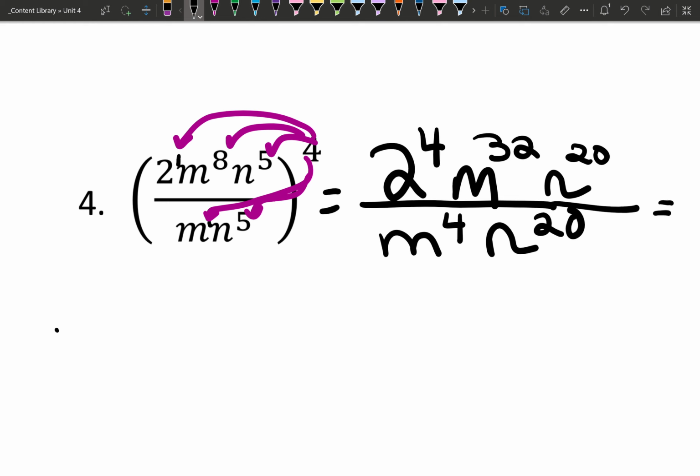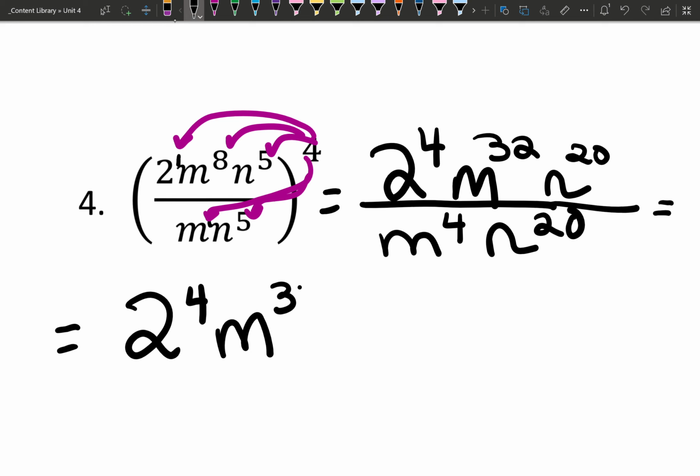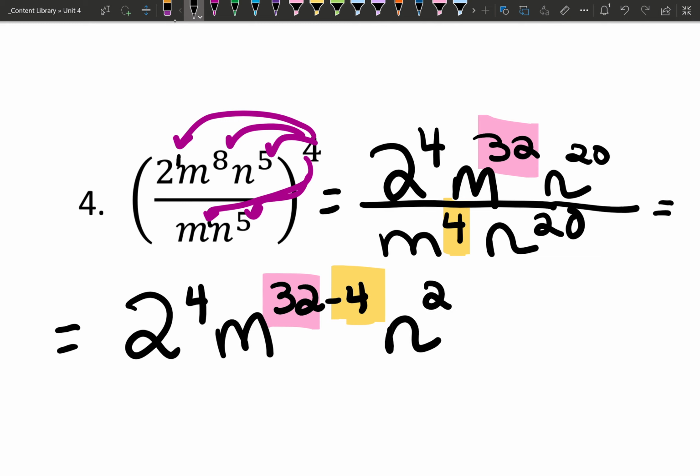Okay, awesome. We can take this further, because we can use the quotient rule. The quotient rule tells us if we have the same base on the top and bottom of our fraction, we can reduce it by subtracting those exponents. Let's do it. So 2 to the 4th is just 2 to the 4th. There's nothing we can do with that. For M, we will do 32 minus 4. We always do top exponent minus the bottom exponent. Okay, then we have N. The top exponent is 20, and the bottom exponent is 20.